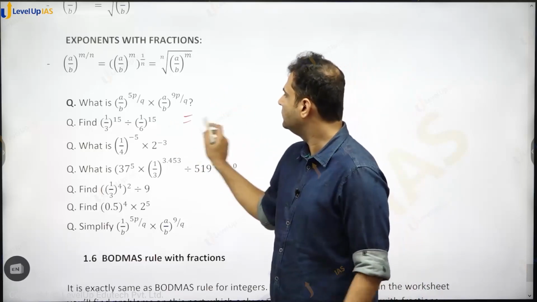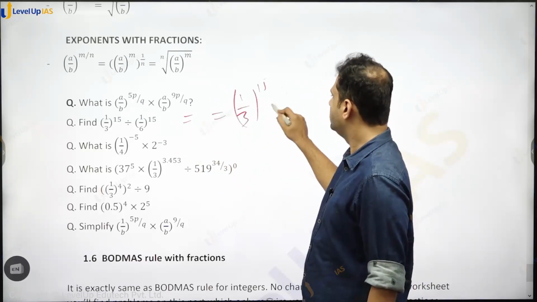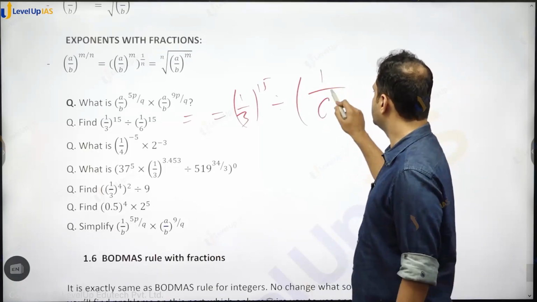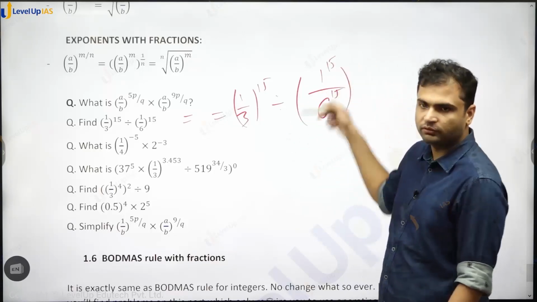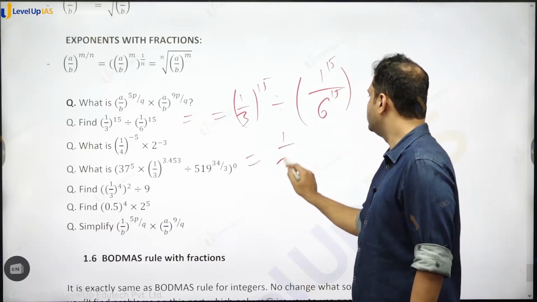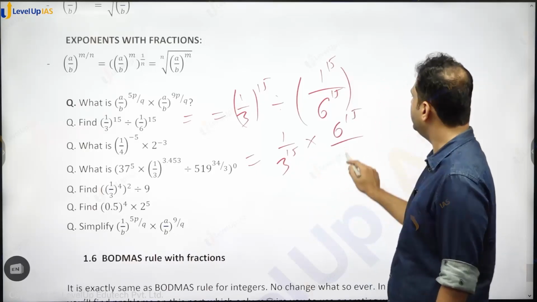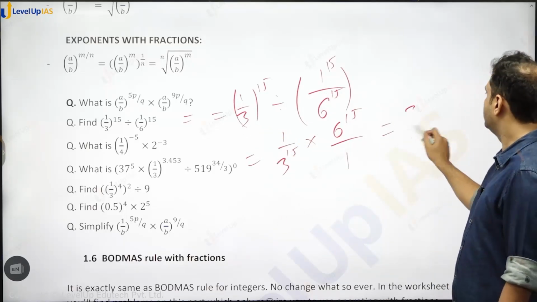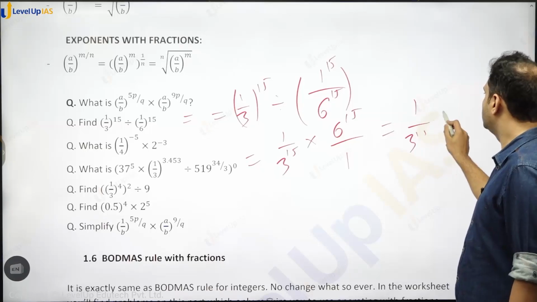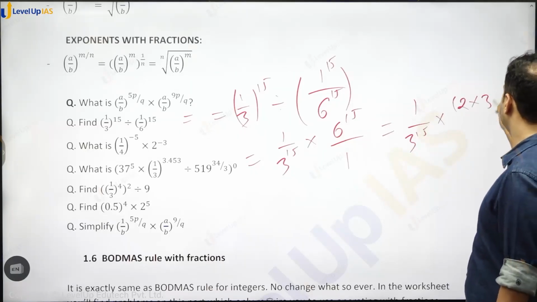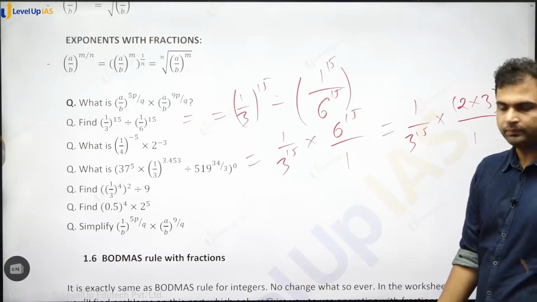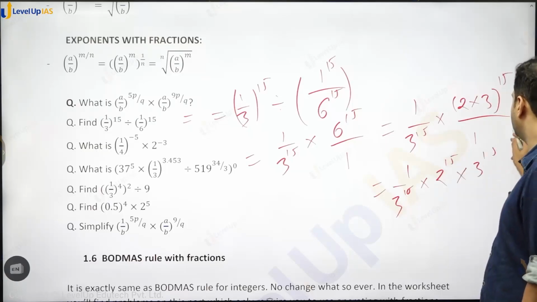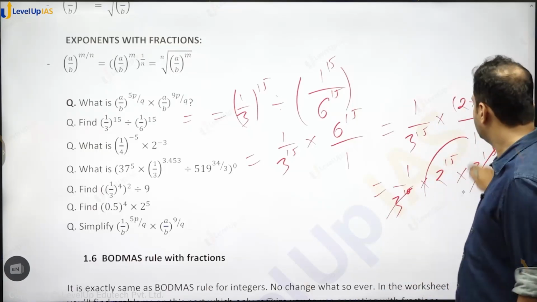Alternatively we can do (1/3)^15 divided by (1/6)^15, which is (1/3)^15 into 6^15 by 1, right? इसको उल्टा कर दिया ना, multiplication is opposite of division. (1/3)^15 into 6 is 2 into 3^15 by 1, which is (1/3)^15 into 2^15 into 3^15, 3^15 कट हो जाएगा, बचेगा 2^15.